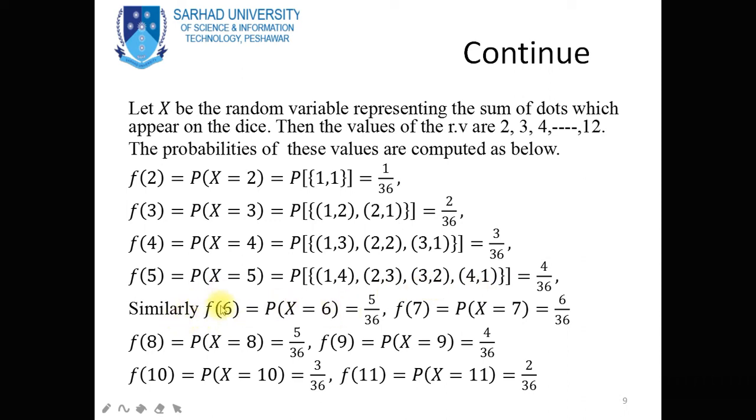Now similarly, the probability function f of 6, meaning the probability of random variable X equal to 6, is 5 by 36. Probability for the random variable X equal to 7 is 6 by 36. Probability for X equal to 8 is 5 by 36. Probability function when X is equal to 9 is 4 by 36. Probability when X is equal to 10 is 3 by 36. Probability when X is equal to 11 is 2 by 36.